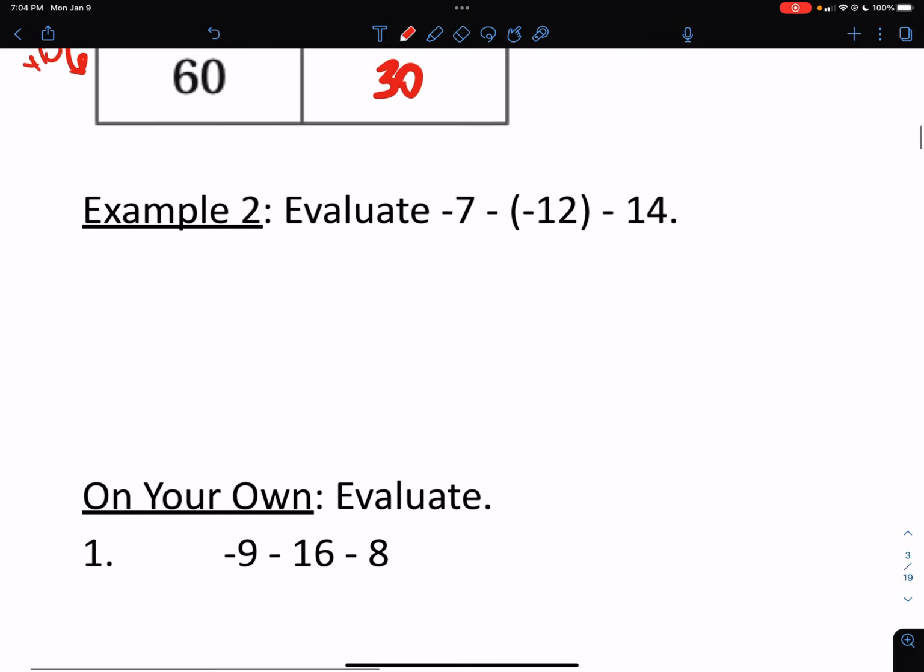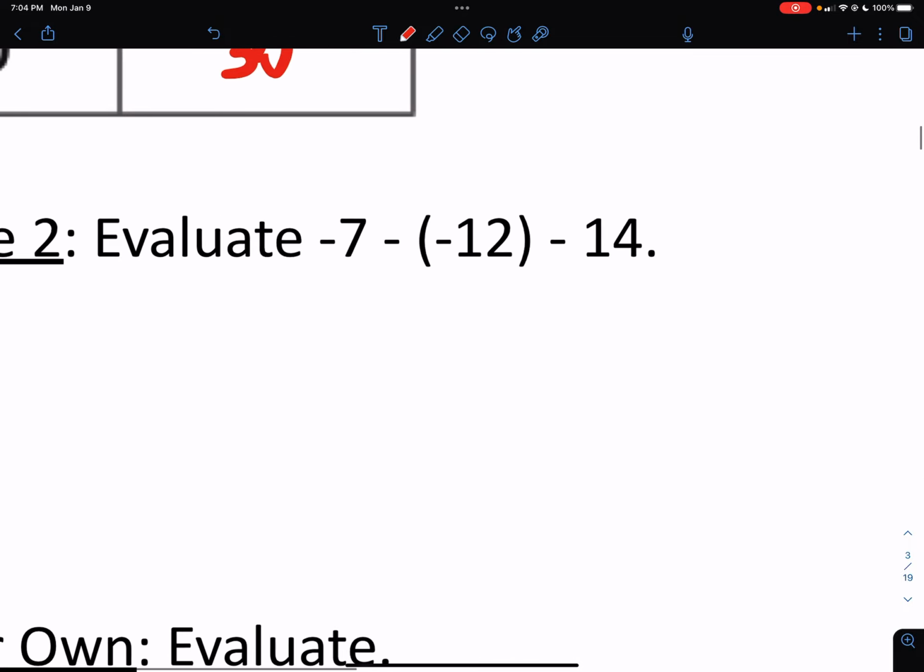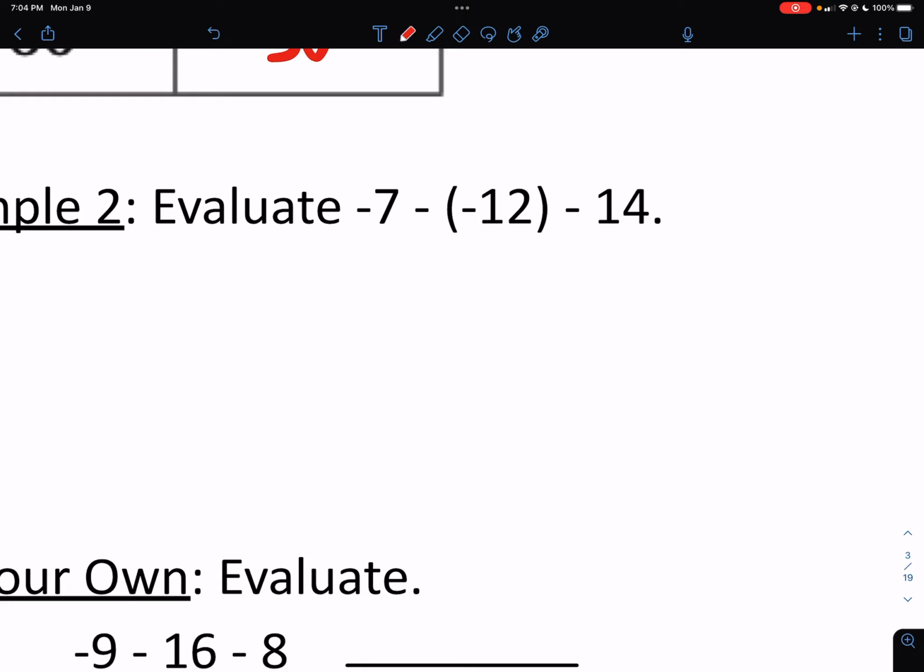Example number 2, evaluate this expression right here. I have -7 minus -12 minus 14. Okay, so I feel like some of us are still struggling with negatives a little bit, so that's why we'll take it easy today and we'll progress with this. So when it says this, focus on these first two integer operations first. Okay, so it says -7 minus -12.